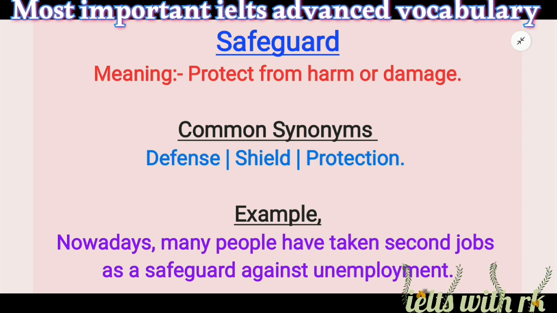Safeguard. Protect from harm or damage. Defense. Shield. Protection. Nowadays, many people have taken second jobs as a safeguard against unemployment.